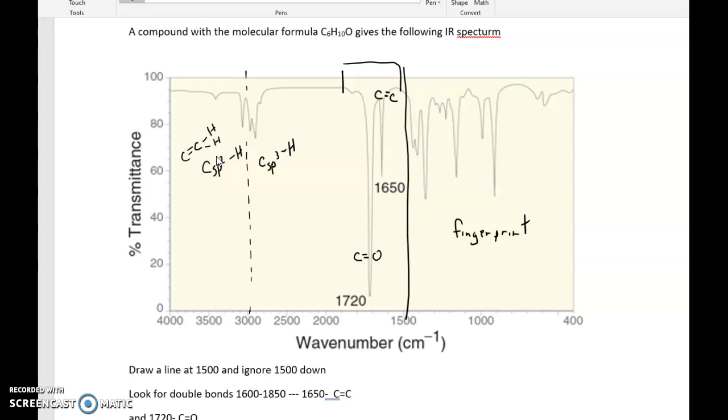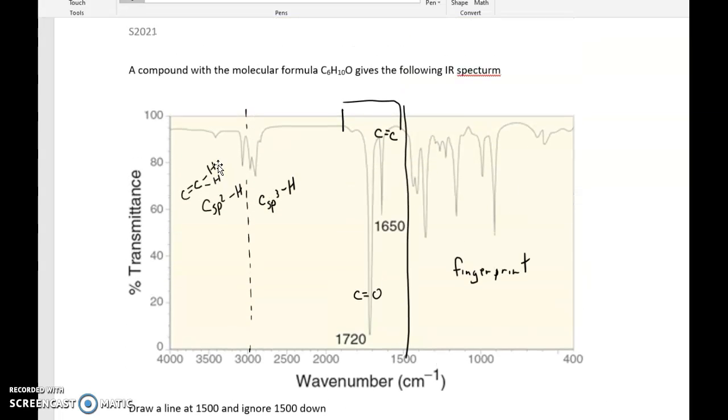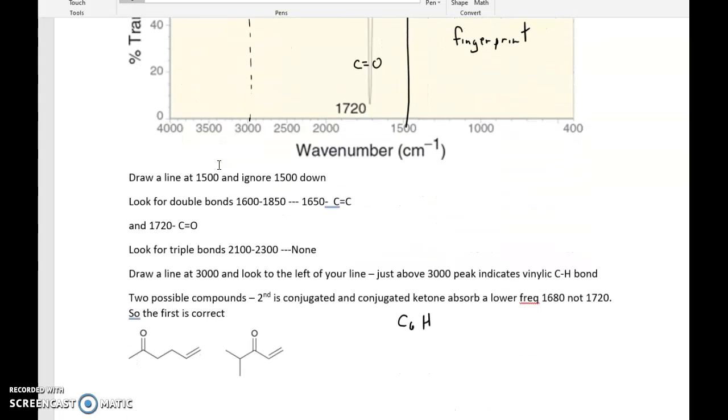Okay, so what's going to be our structure? There are two structures that we could draw. It's going to have a double bond. It's going to need 6 carbons and 10 hydrogens and an oxygen. And we come up with these two structures as being possible.